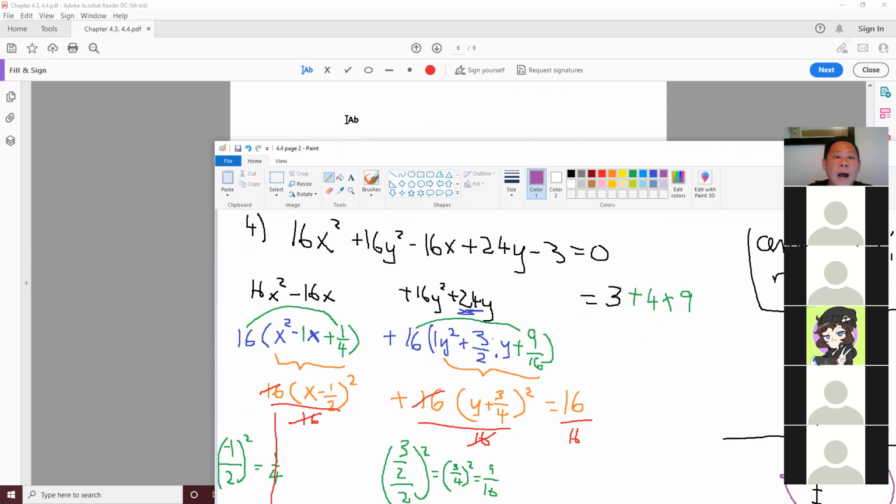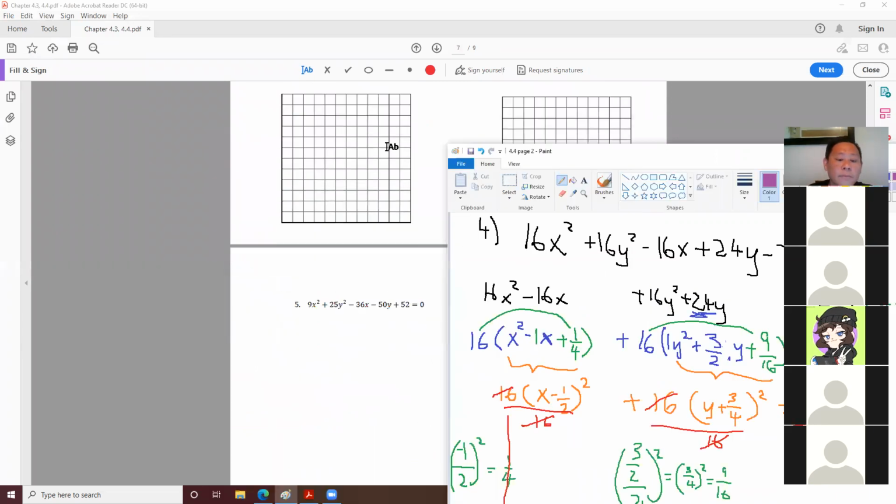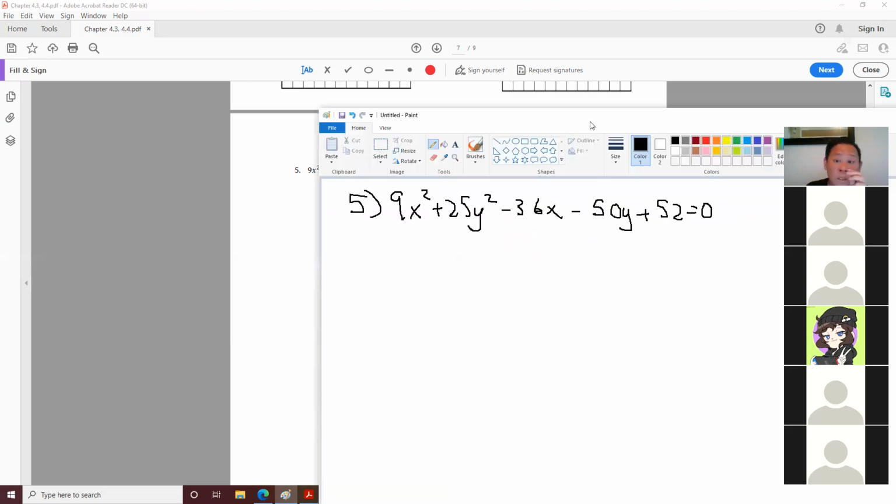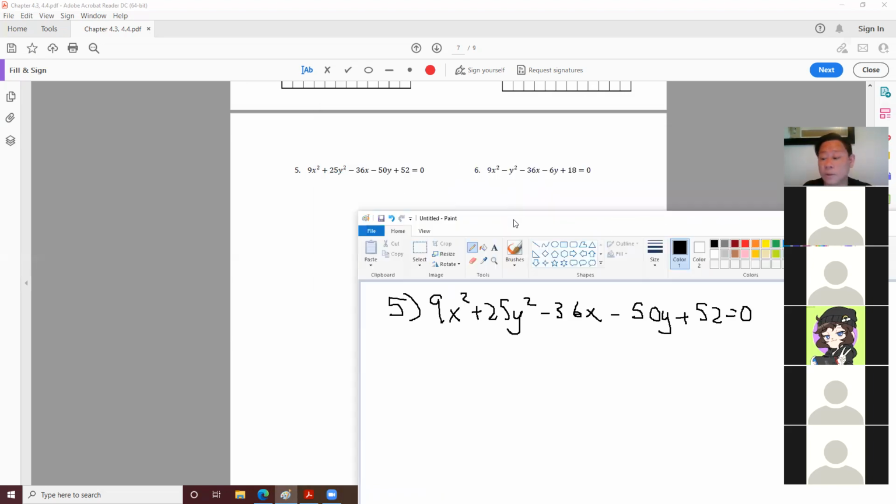Right, you do number 5 here. 9x squared plus 25y squared minus 36x minus 50y plus 52. Go home and do number 6 on your own, because we don't have time for that.